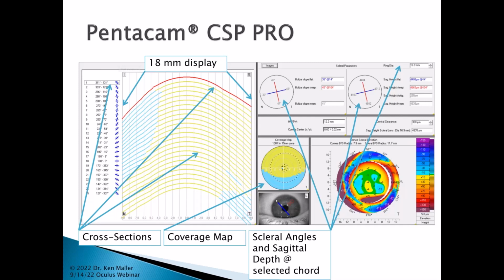Up on the top over here, you see the scleral angles and the sagittal depth at the selected chord. In this particular case, the selected chord is 16.9 millimeters, and you can see the angles that are displayed as well as the sagittal depths. Down on the lower right there is the graphical corneal and scleral elevation in color form, and you have the scale off on the right there.